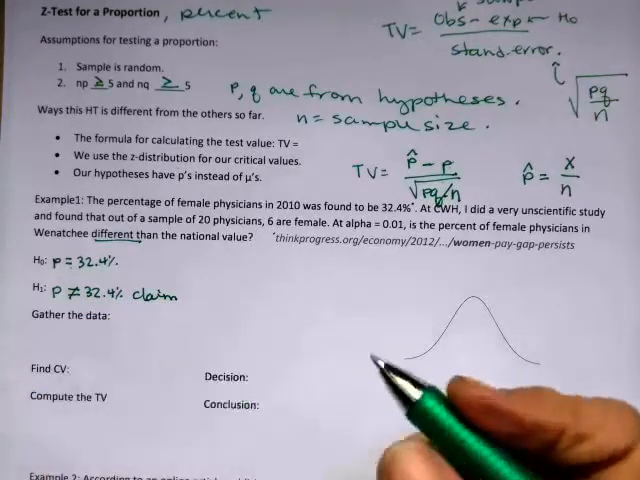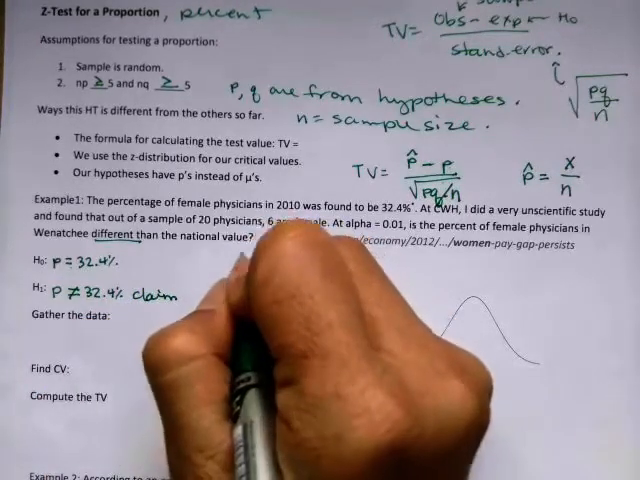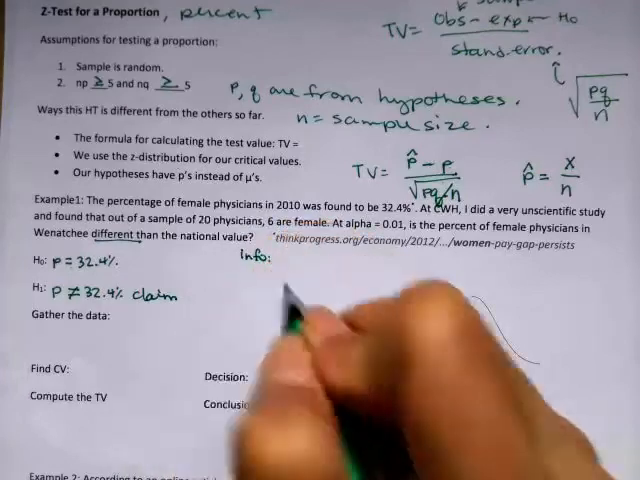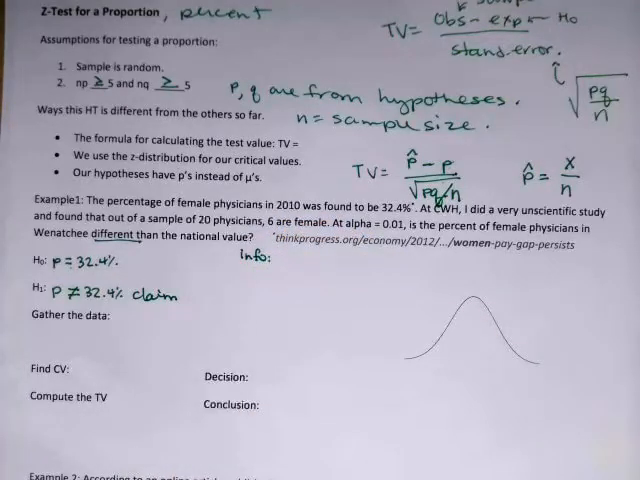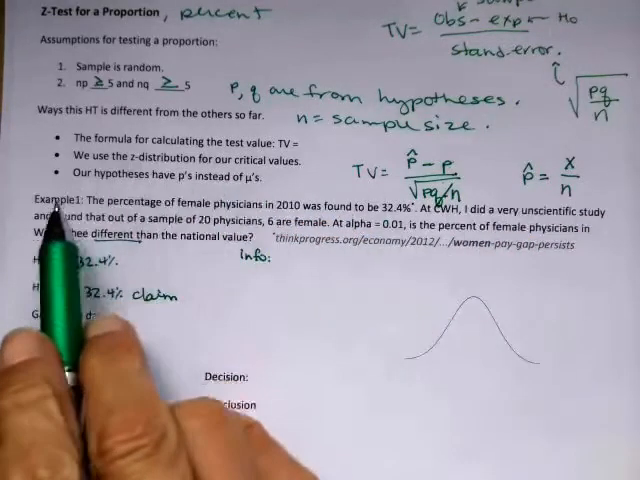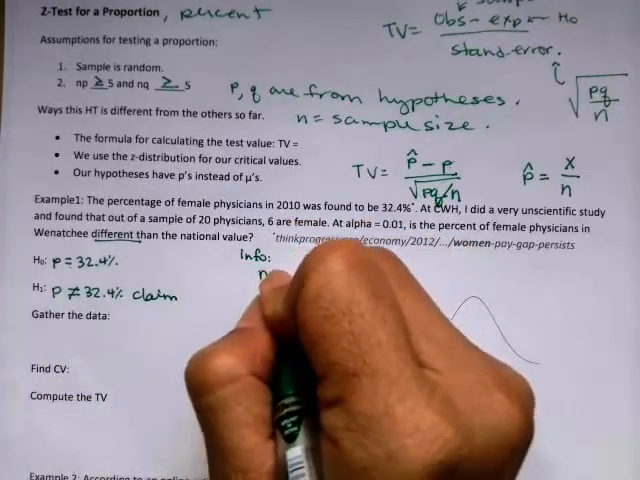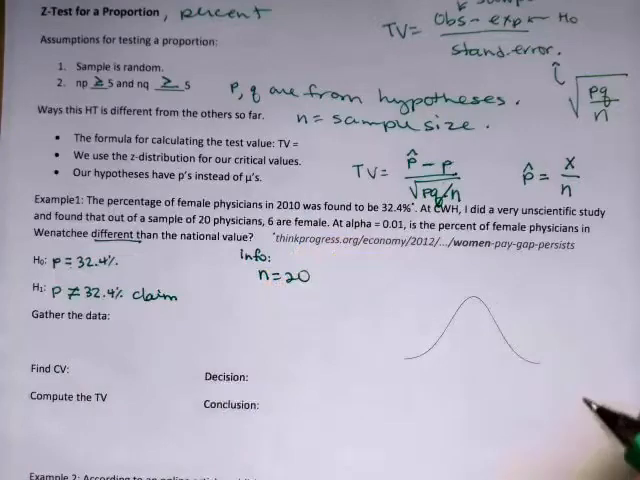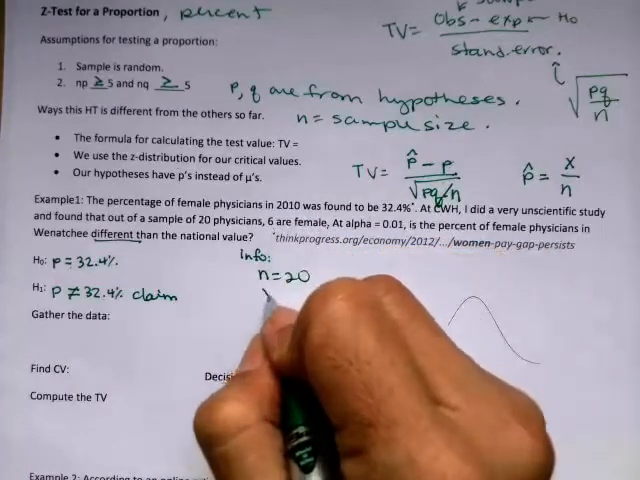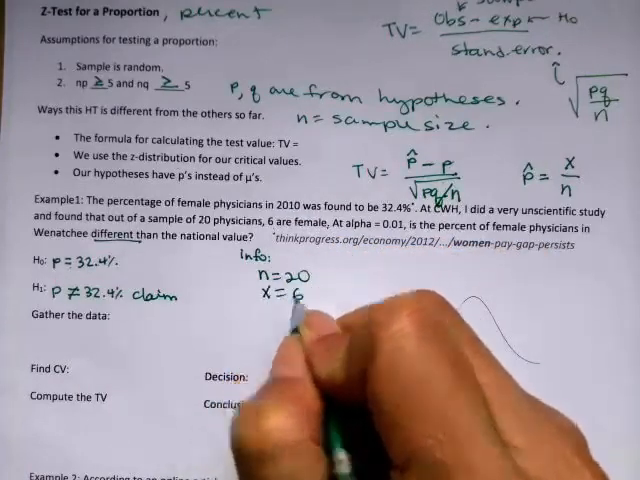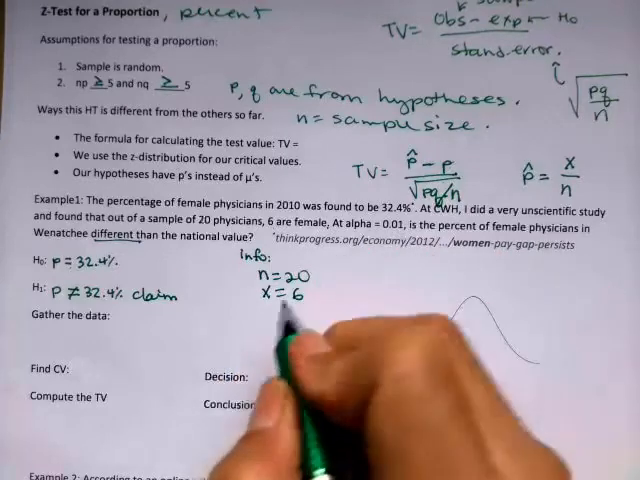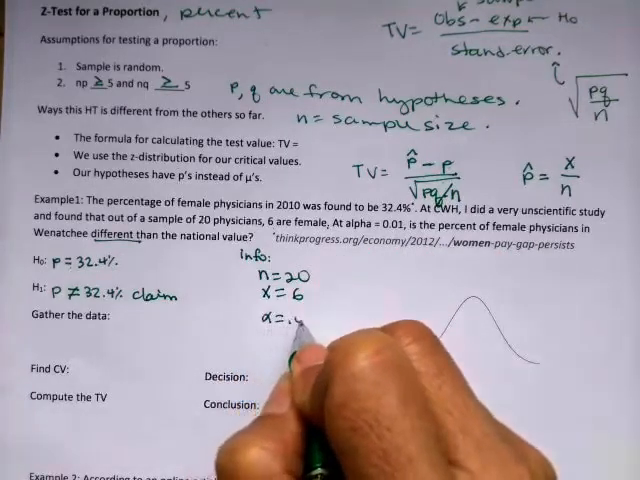So gather the data. This is the info session. So I'm going to stick it up here just so I have a little bit more room. Okay, so for the info, what do we know? In a sample of 20, so 20 was the sample size, so that'll be n. 6 are female, so that's the number that had the characteristic of being female. And now we know that alpha is 0.01.